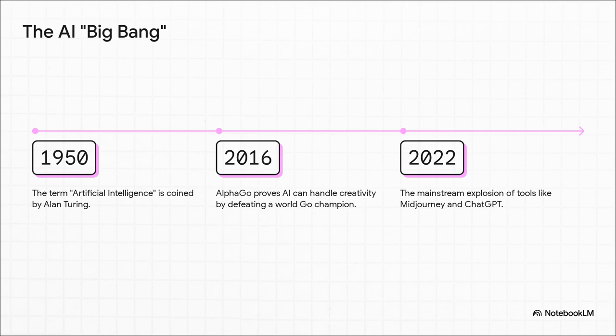Now, you'd be forgiven for thinking this AI stuff just popped up out of nowhere, but the idea itself has been kicking around since the 1950s. For decades, though, it was mostly just theory. Then, boom, 2016 happens. AlphaGo, an AI, beats the world's best Go player, a game that's all about creativity and intuition. That was a shock. But the real big bang, the moment everything changed for us, was 2022. That's when tools like Midjourney and ChatGPT put this insane power right into our hands.